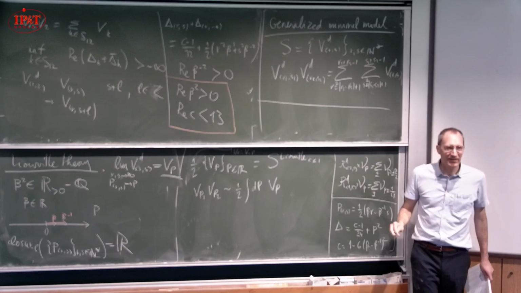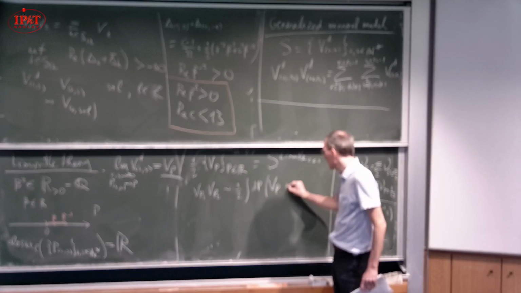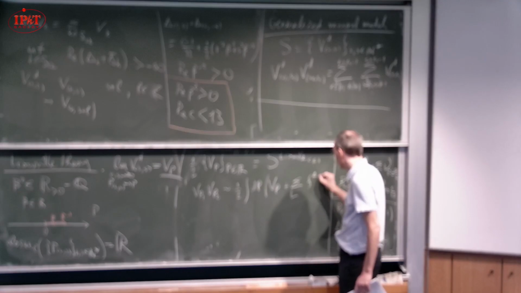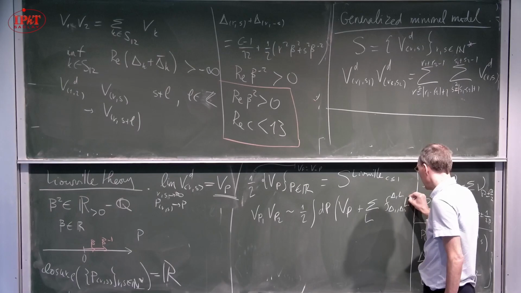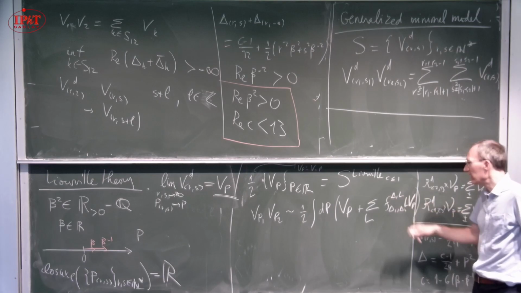Well, the problem is that, okay, that's fine as far as primary fields are concerned, but you must remember that it all comes with descendants, or some of the descendants. And then these descendants come with coefficients. So I have some coefficients, f delta_L, delta_1, delta_2, and then this L V_P, let's say. And this coefficient, if you remember, it had poles. It has poles when the conformal dimension delta here becomes degenerate.